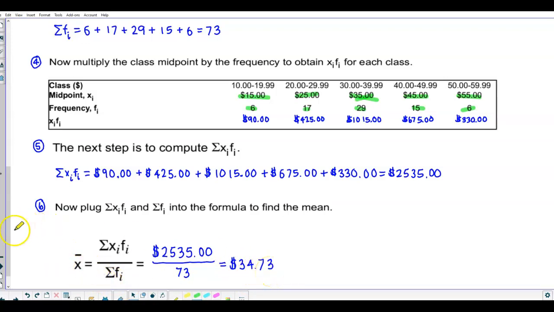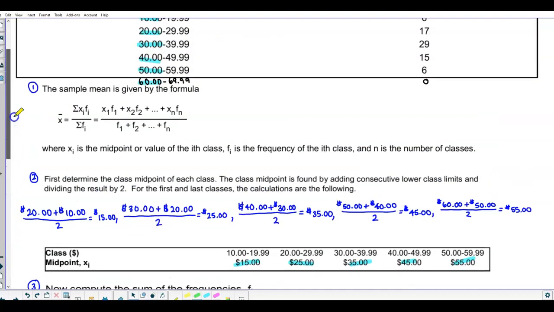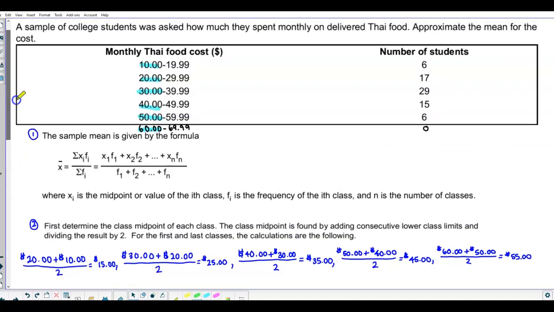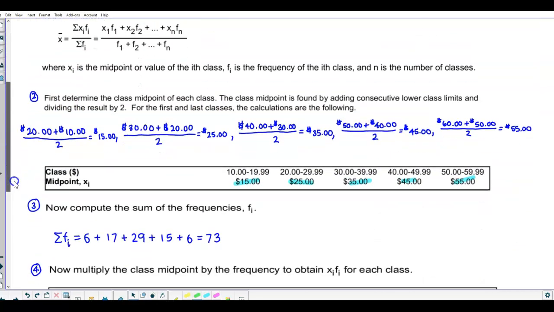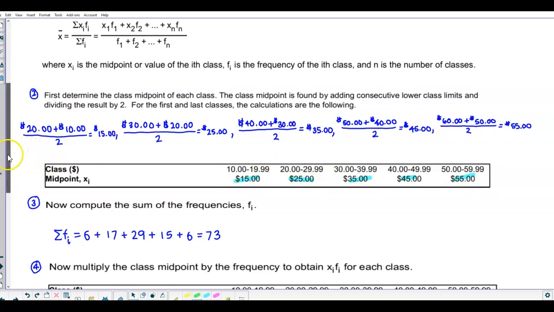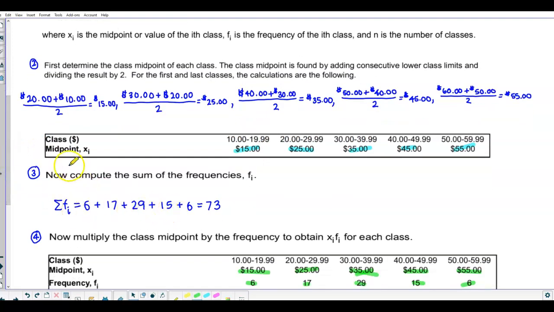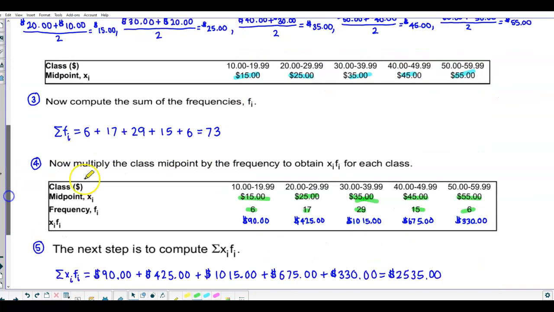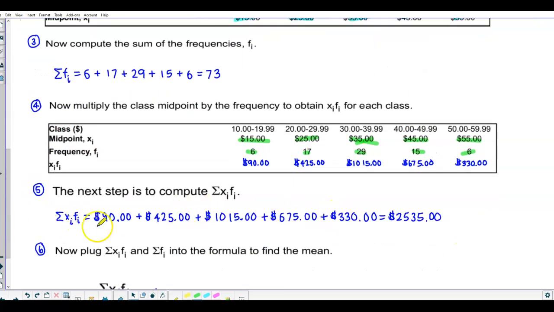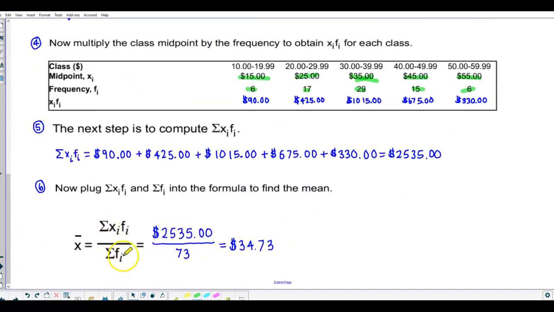So the sample mean is $34.73. Again, what we need to do in this scenario is first find the midpoints of each class. Once we find the midpoints, we also need to find the sum of the frequencies. Then we multiply each midpoint by its frequency to get those results. And once we find the sum of those, we can plug that into our formula to find the sample mean.